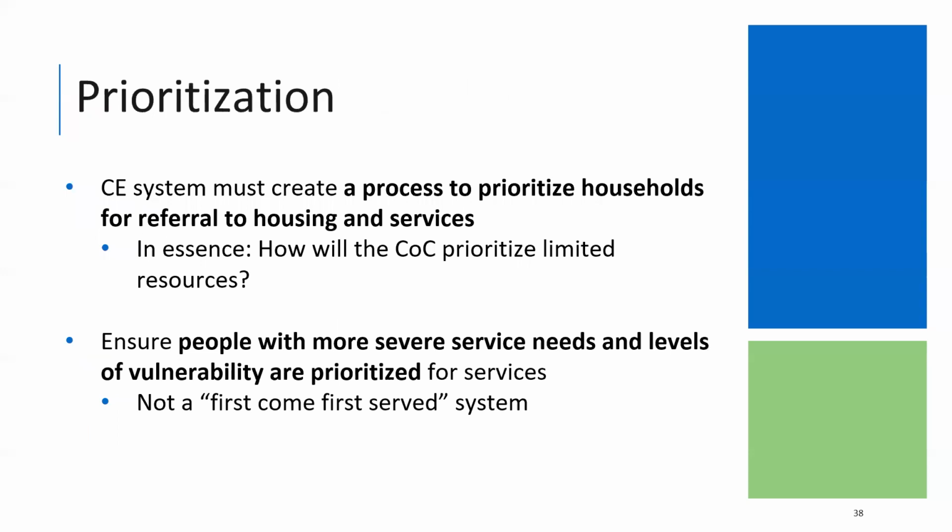A bit on prioritization. The CoC must create a process to prioritize households for referral to housing and services. In essence, how is the CoC going to prioritize its limited resources, and who is going to be first to get those resources? The goal is to ensure that people with the most severe service needs and highest vulnerability are prioritized, as opposed to a first come, first served system.